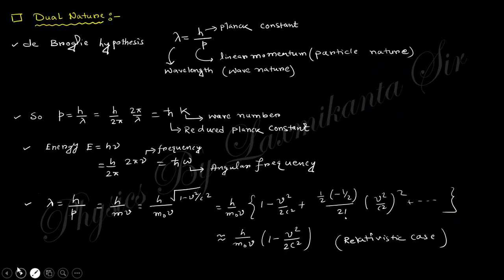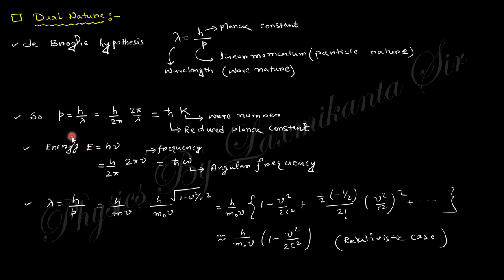Clear? Go to the next part, that is the dual nature. We already discussed in the first part something about the dual nature, and why quantum mechanics differs from classical mechanics. We discussed that in lecture 1. From there we already have the de Broglie hypothesis, that is lambda equals h by p. h is the Planck constant, p is the linear momentum. So this is the particle nature, this is the wave nature. Any particle has a wave associated with it. So wave and particle are the dual nature of any particle.